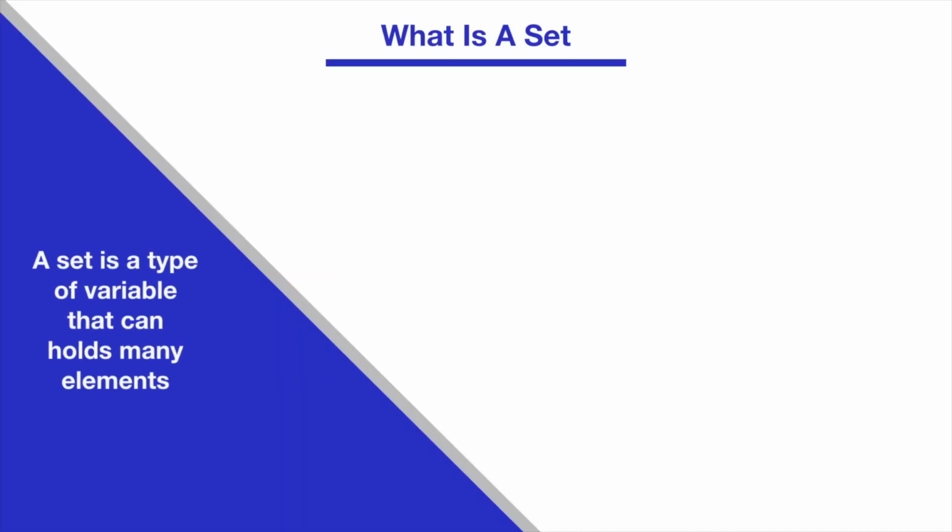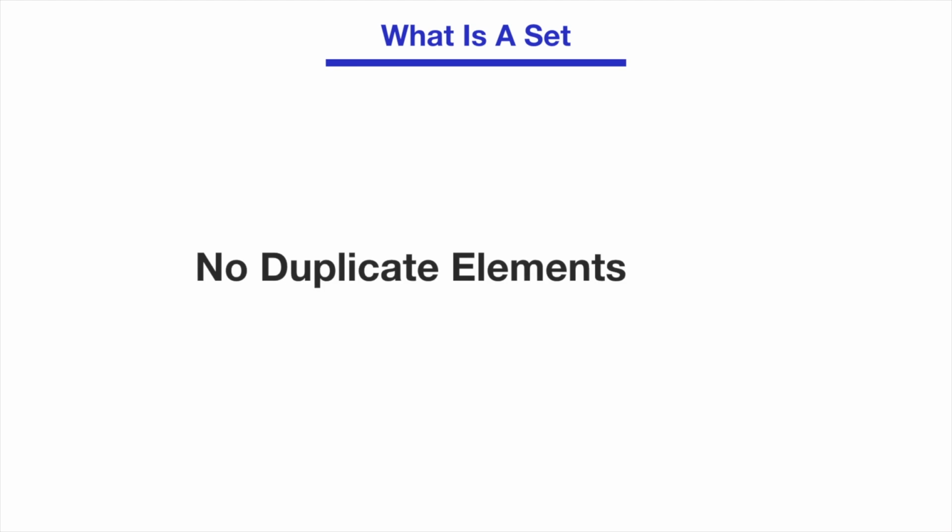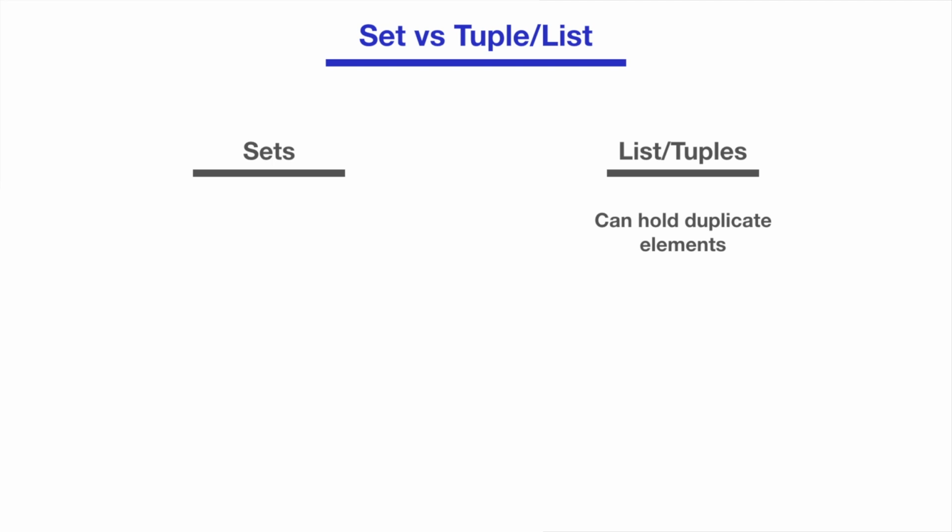Another data type that we'll look at is sets. A set is a type of variable that can also hold many elements, just like the list or tuple. But one difference is sets don't allow duplicate elements. Both lists and tuples can have duplicate elements, but not with sets.